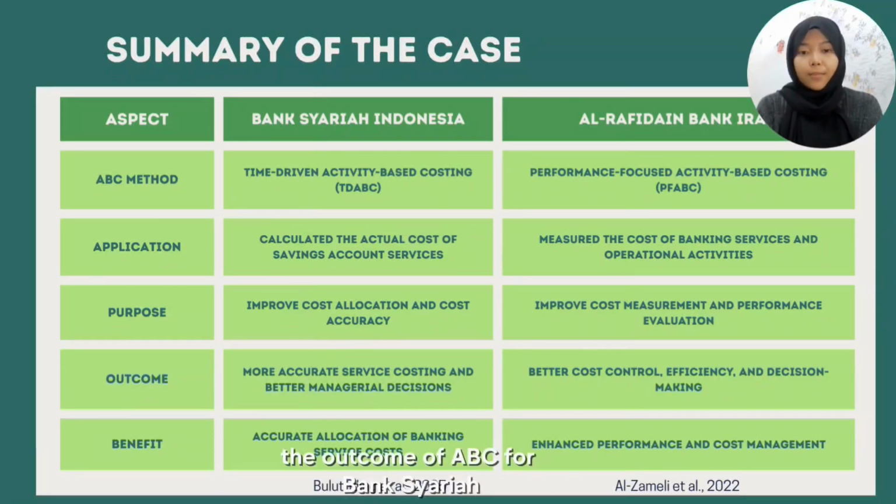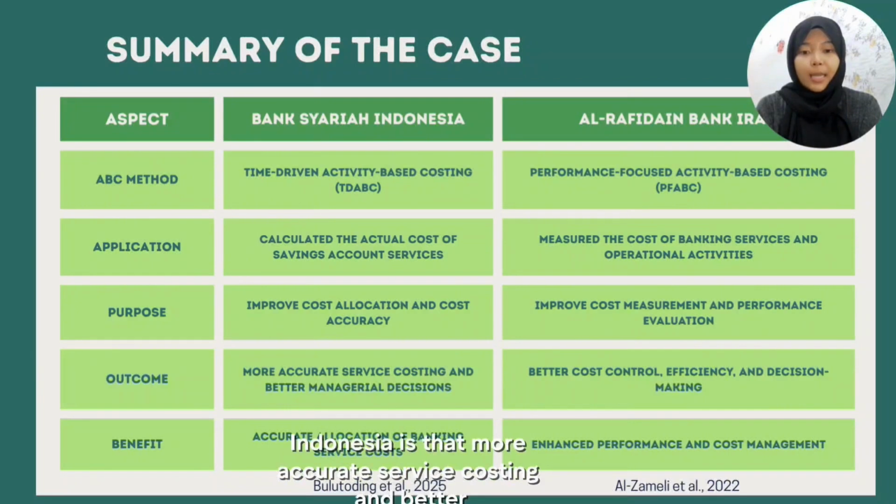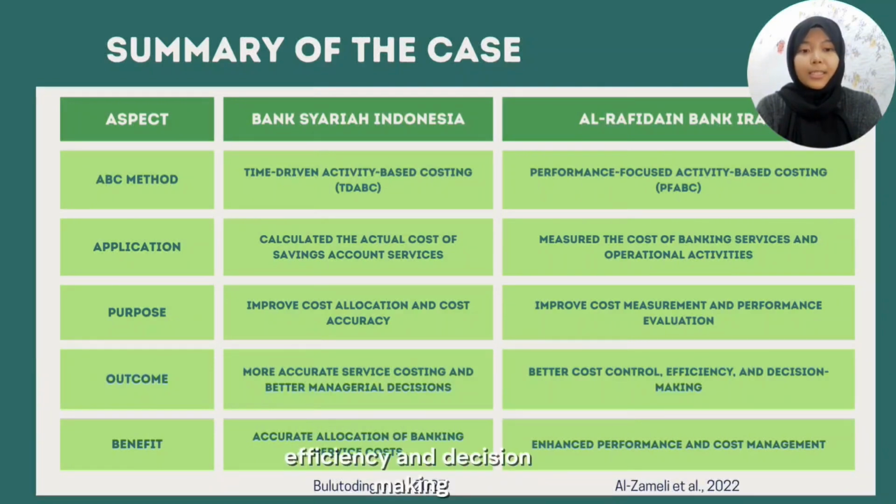The outcome of ABC for Bank Syariah Indonesia is more accurate service costing and better managerial decision. Meanwhile, for Arafidan is better cost control, efficiency, and decision making. Lastly, the benefit for Bank Syariah Indonesia is accurate allocation of banking services cost. Meanwhile, for Arafidan is enhanced performance and cost management.